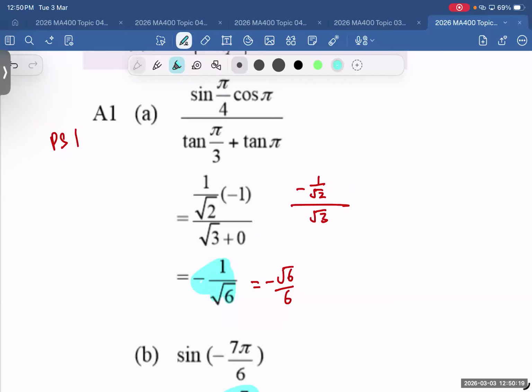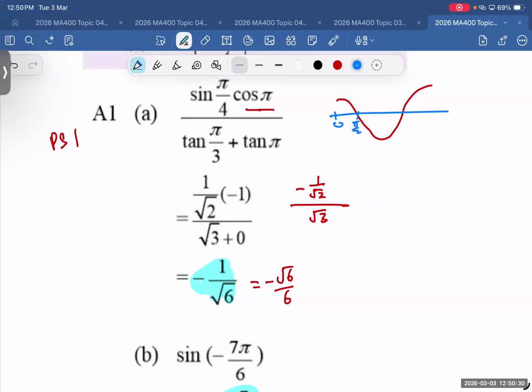Cosine pi, how I remember -1 is cosine pi. I think of this. Remember the graph? This one is 0, pi over 2, pi, 3 pi over 2, 2 pi. That's how I remember. So you can see cosine pi is -1.